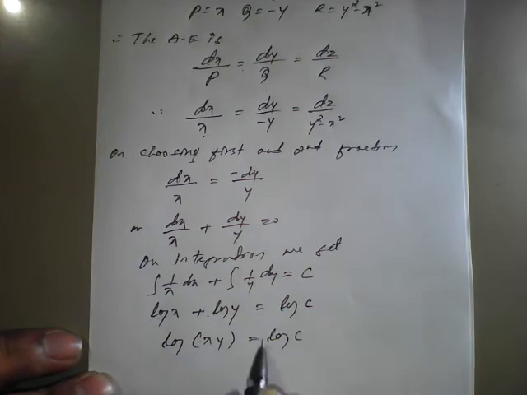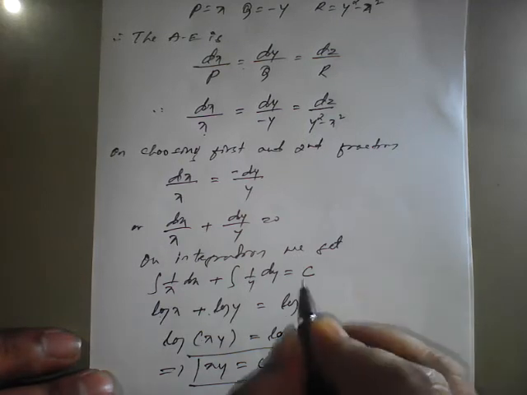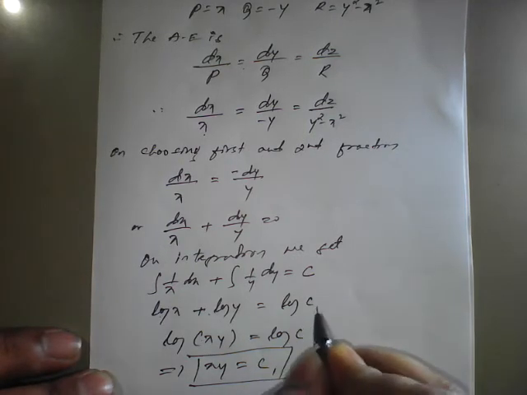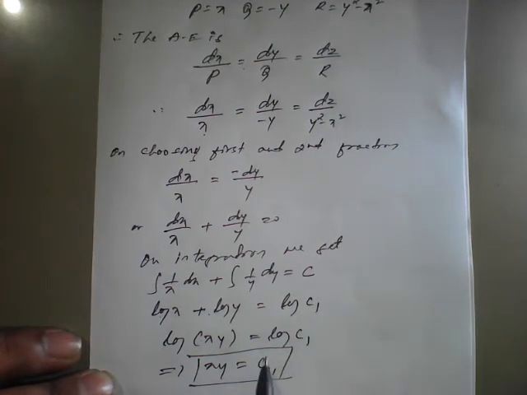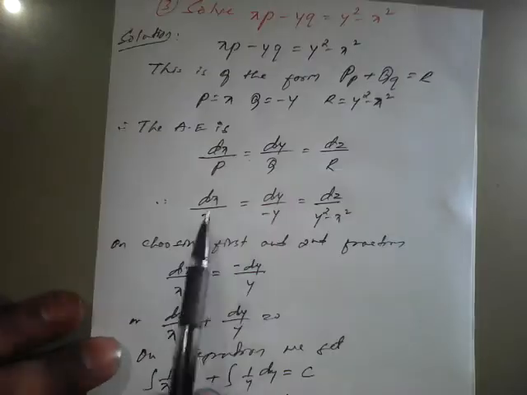Here this log and log cancel, so we get xy is equal to c. I will say that it is c1, which I will consider as the solution here. You can take c also, or else you can consider it as c1 also, fine. So c can be written as c1, and because the logs cancel, xy is equal to c1 is the first solution, because of the first two pair.